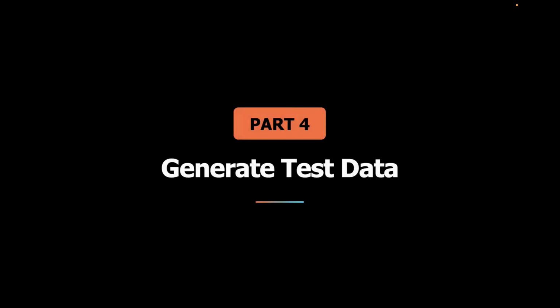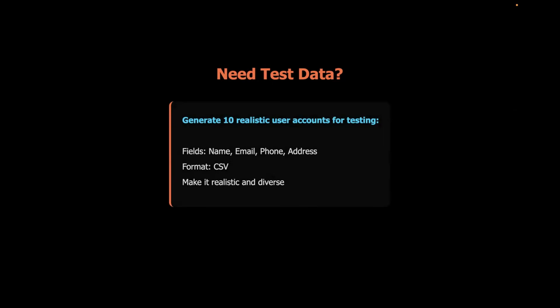Now, the fourth area where you can use AI and reduce your manual effort is basically to generate the test data. For example, you want to generate test data for testing some user accounts. You want fields like name, email, phone, address, and you want it in CSV format. So you can use AI to generate the user accounts for testing purposes. You can describe which format you want and you can provide the fields also. All right, so you can get your realistic test data in just 5 seconds.